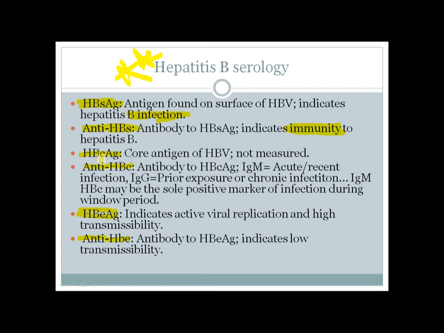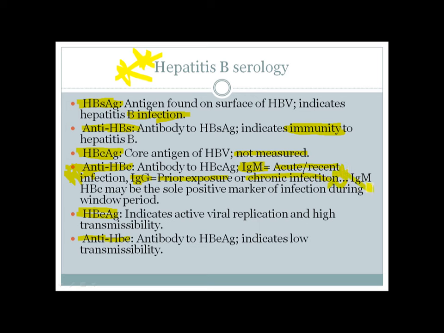And another antigen is hepatitis B core antigen. It is not actually measured. What is measured is the antibody against the core antigen, which is anti-HBc. It's very important. This is the most important hepatitis B serologic marker that you need to remember. So in case of an acute infection or a recent infection, you can have an IgM against the core antigen, or you can have an IgG, which will tell you that the patient may have been exposed previously or the patient is having a chronic infection.